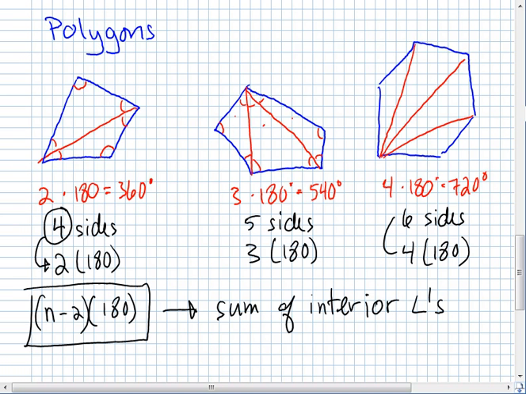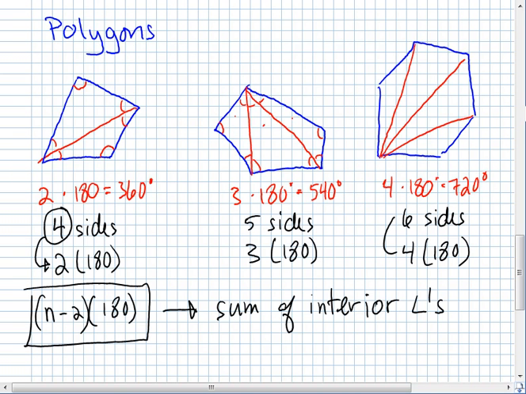Hey there, folks. We're just going to quickly start off with a review of what you did with Mrs. Krensler on Thursday, going through section 2.3 on polygons. Basically, all she did was look at the number of sides a figure has and how that leads to the total number of interior angles.